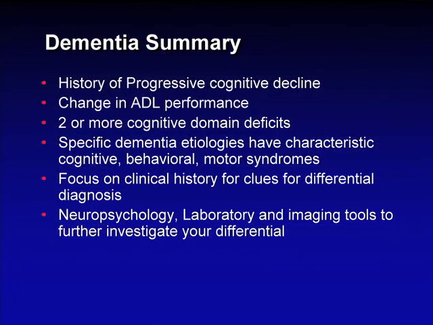So in summary, there is a history of progressive cognitive decline. There's a change in ADL performance, 2 or more cognitive domains, and specific etiologies are clued in by specific cognitive domains that are being affected. And so clinical history is clearly important, and neuropsychology and lab and imaging tools support that. But I want to end this talk with something tied to the story of the maps I talked about.